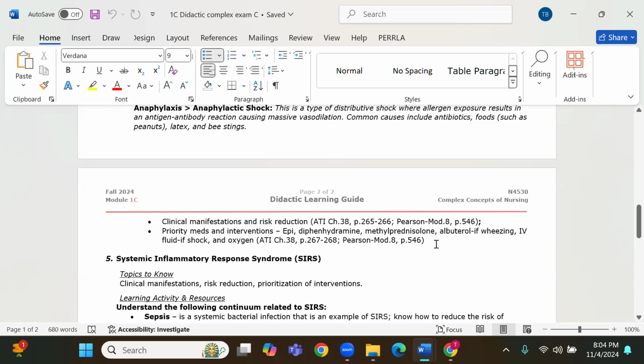Methylprednisolone reduces inflammation. Remember, with SIRS, we have systemic inflammatory response. So if we give them steroids, that's going to help reduce inflammation. If they can't breathe, we can open them up with albuterol, IV fluid if they're in shock, because we got to bump up the pressure, and oxygen. And they're actually talking about oxygen on here.